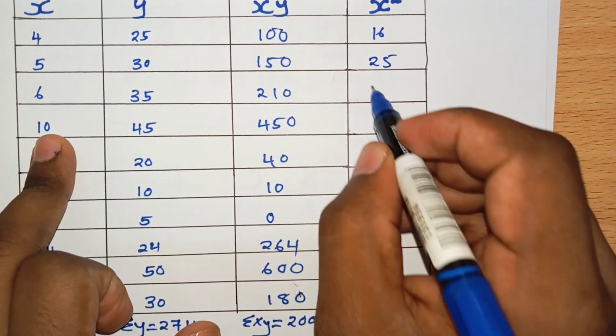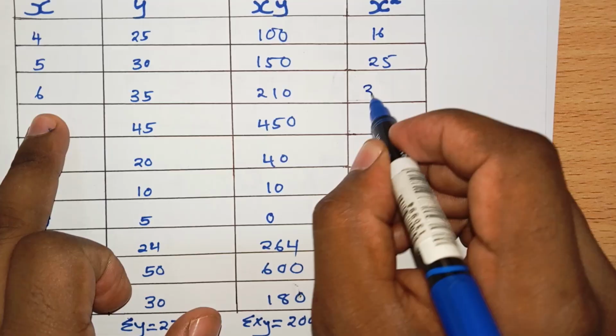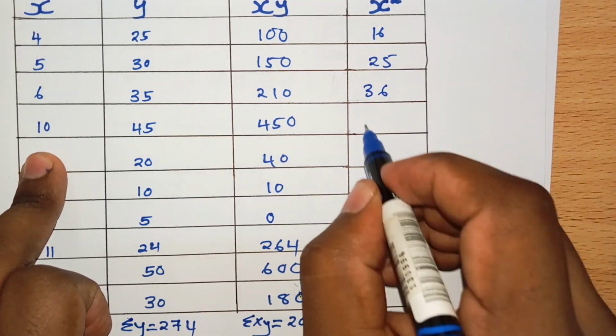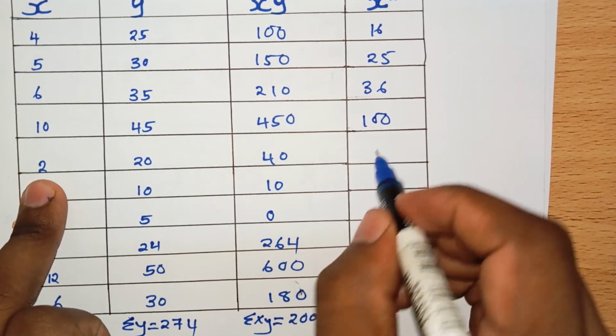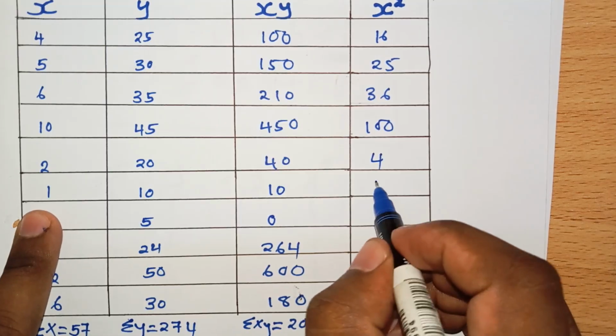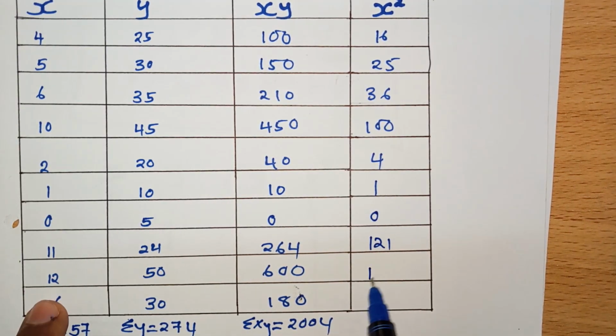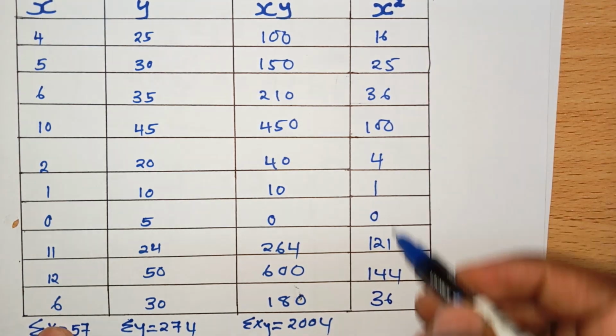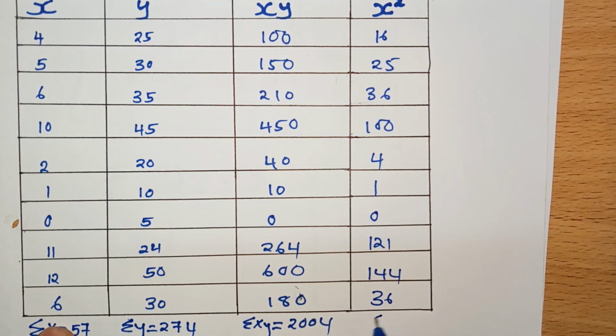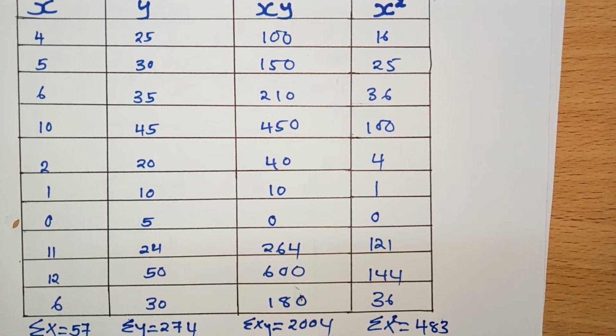Here we have 6 squared, it will give you 36. 10 squared is going to give you 100. 2 squared, that is 4. 1 squared, that is 1. 0. This is 121. This is 144. And the last one is 36. If you add all these values, obviously they are going to give you summation over x squared, and the total is 483. So we are able to fill this particular table.